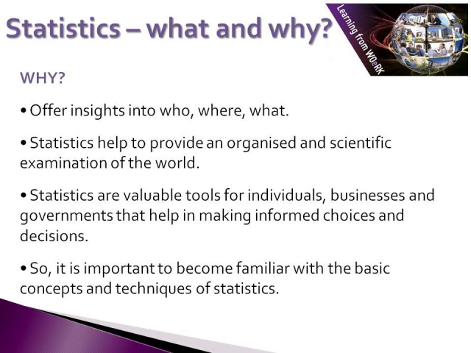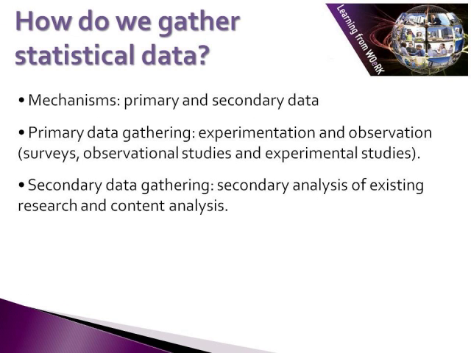So how do we gather statistical data? Well, quantitative data within research is generated through both primary and secondary means. Primary data is data that is observed or collected directly from first-hand experience, and we do this generally through either experimentation or through observational studies.